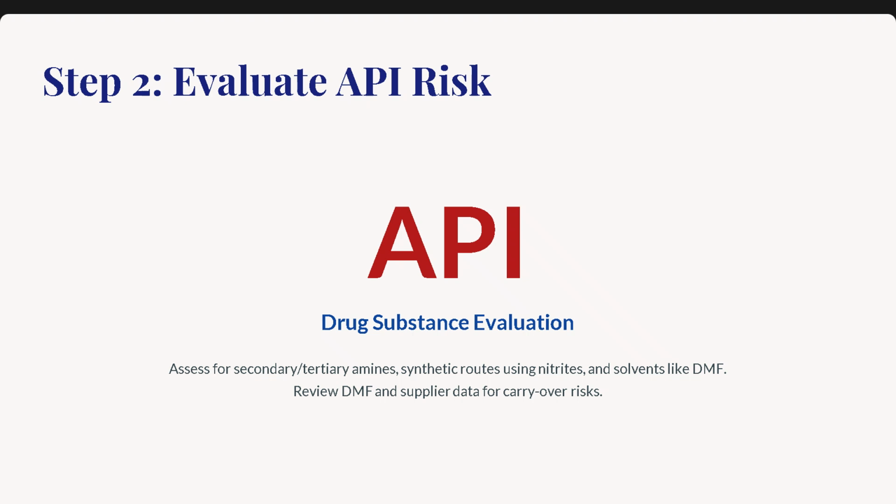You should also review the drug master file and supplier information. Sometimes, the risk is already present at the API stage and can carry forward into the final product. Identifying this early is essential.